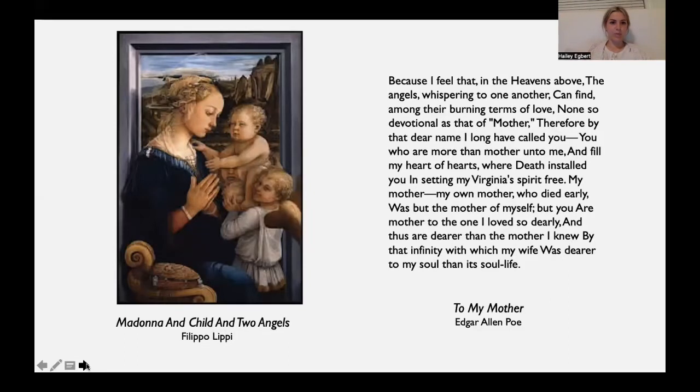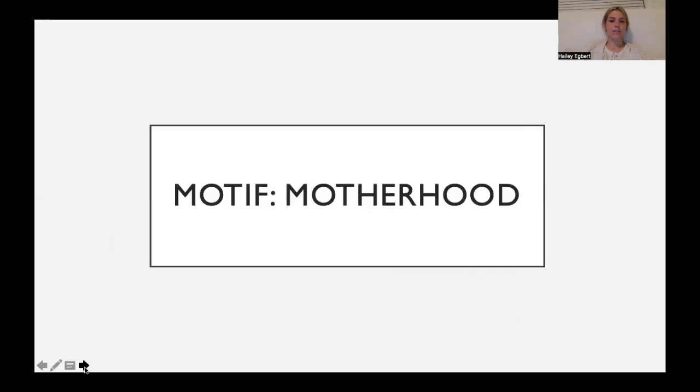Okay, hello. I chose to do this painting here on the left and then this poem on the right. So this painting is called Madonna and Child and Two Angels, and it is by Filippo Lippi. And then this poem is called To My Mother by Edgar Allan Poe. And so the motif that both of these share is motherhood.